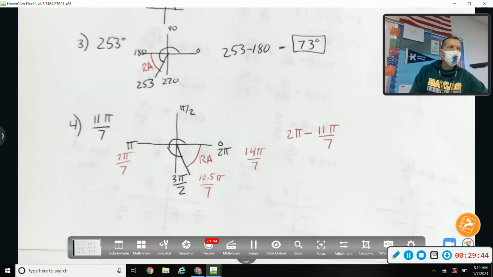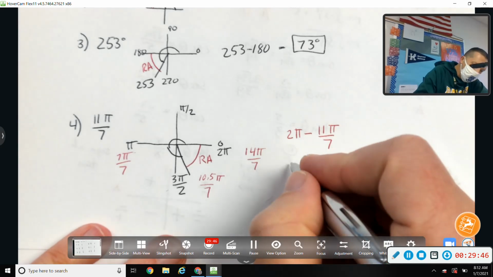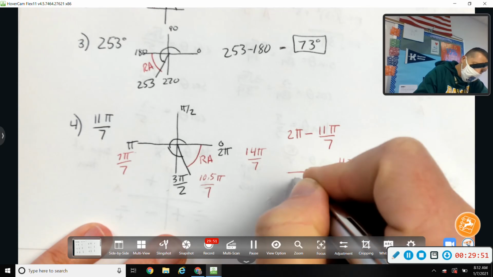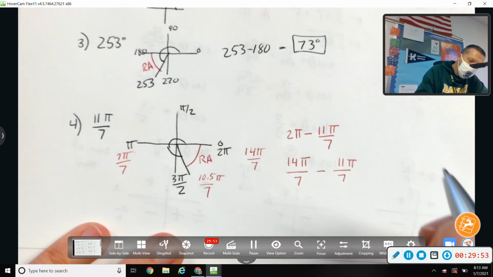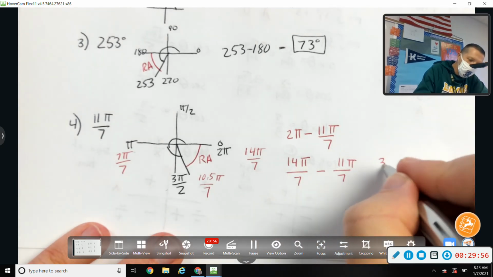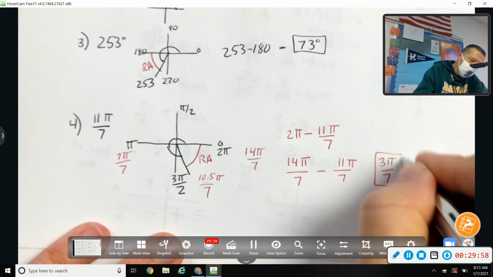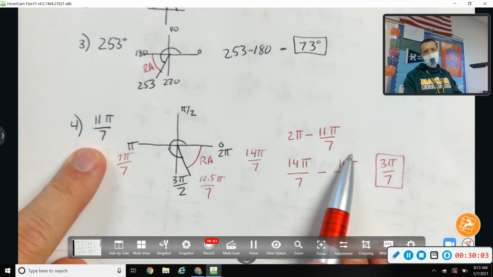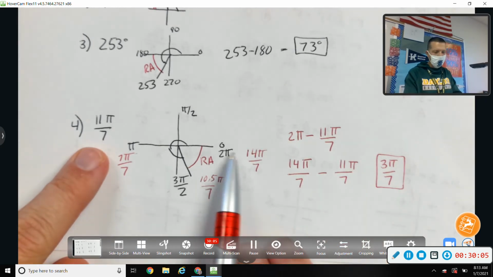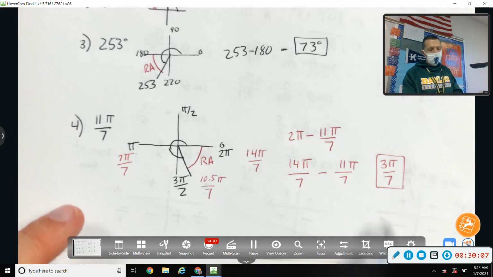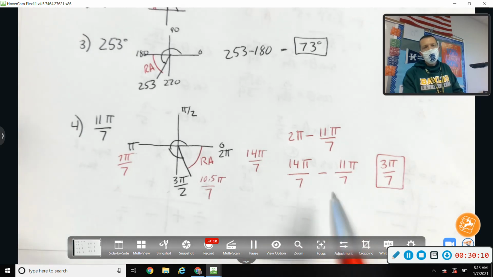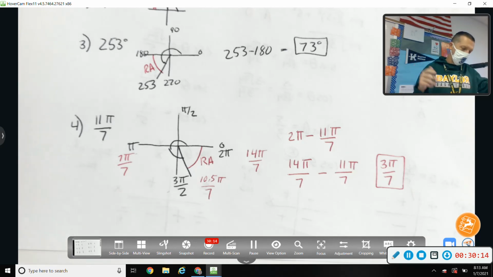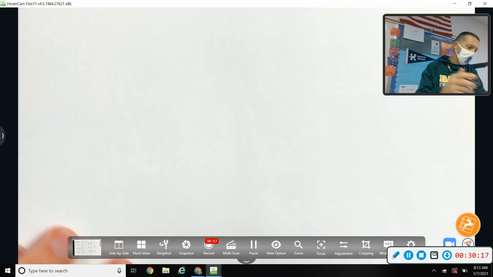Again, fractions are going to eat some people alive in this unit. So I need a common denominator. 14 pi over 7 minus 11 pi over 7 is 3 pi over 7. I go 11 over 7 and then 3 over 7, I'd be at 14 over 7, which is 2 pi. Again, I'm just going to trust that you know how to add and subtract fractions, because if you don't, this is going to be really, really tricky the whole way through.